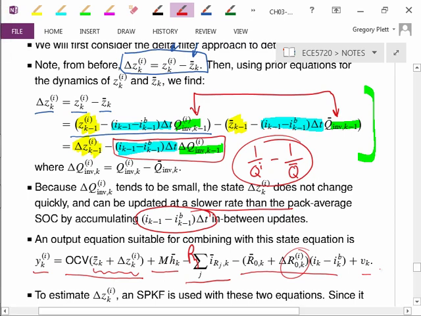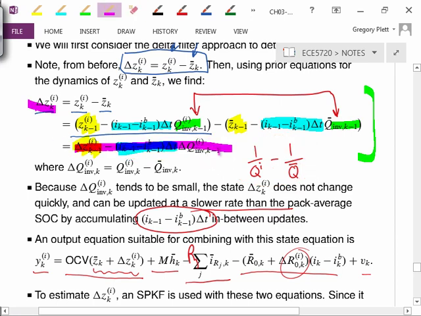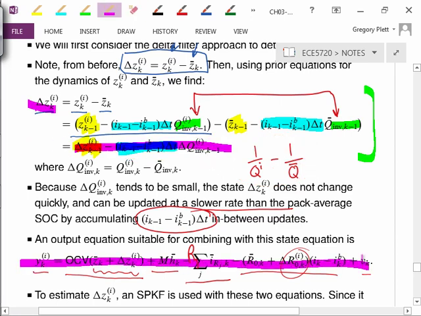So that would be a good output equation for a Kalman filter to update this. So I've got a state equation, which is all of that. So the state equation is all of that, and then the output equation is all of that.